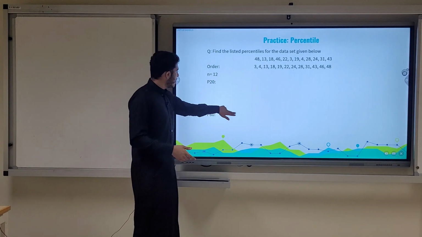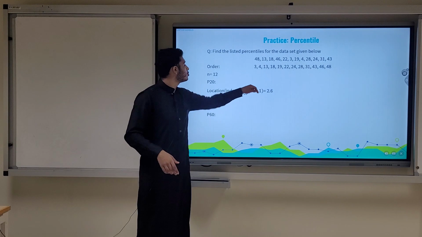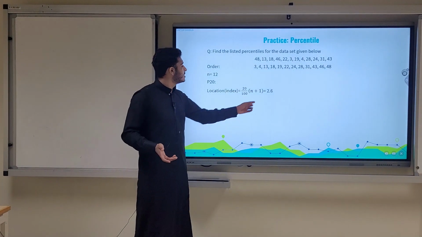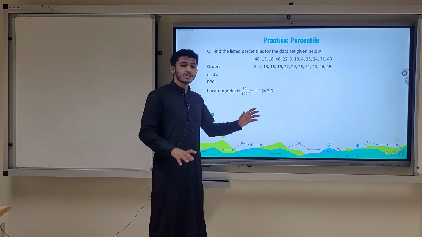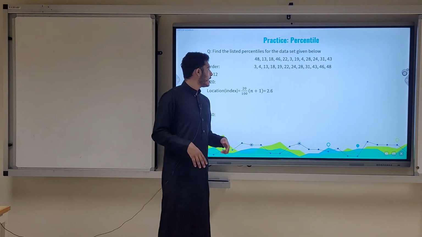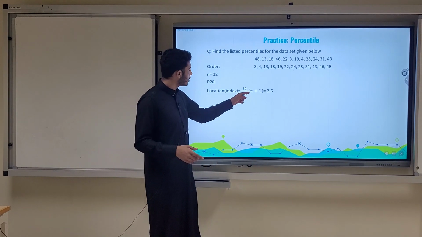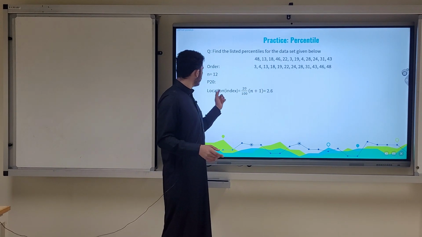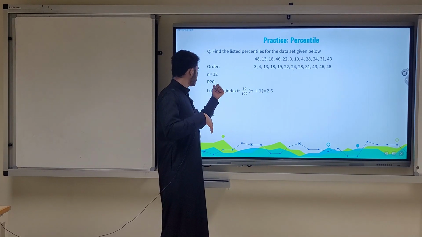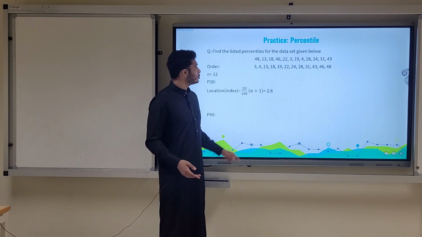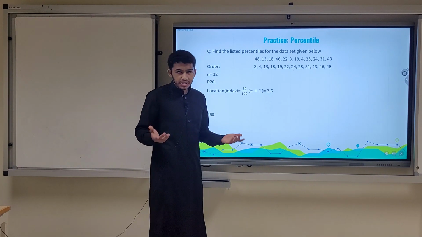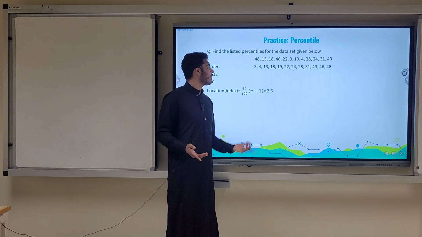If we do this equation, we're going to get 2.6. In some cases you might get lucky and get 2 instead of 2.6, just a number by itself without a decimal place. If you got 2, you'd know that the location of the 20th percentile is at index number 2, just the second number. But unfortunately we didn't get lucky, so we have to deal with this fraction.